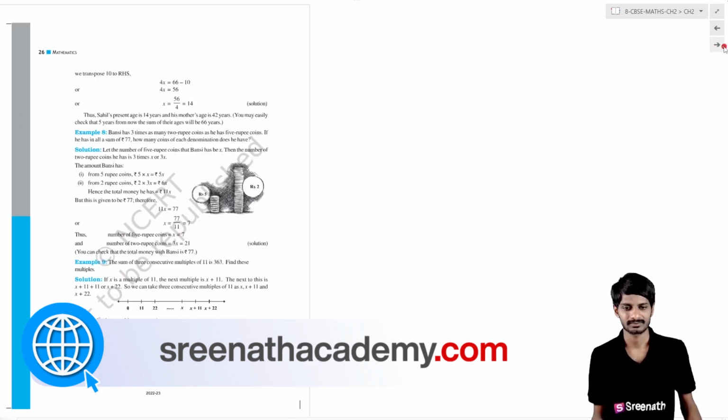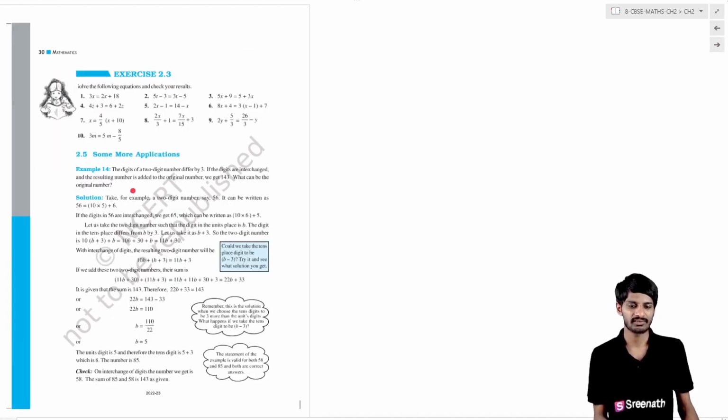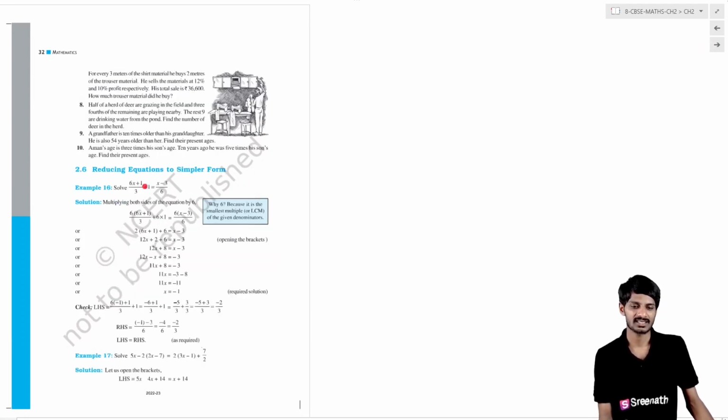And the fourth topic is solving equations having the variable on both sides. In the previous topics, we had the variable on one side only and numbers on the other side, but here we have the variable on both sides, and we are going to solve that type of equations. In the fifth topic, we are going to have some more applications of the previous topic type questions. And the sixth topic is reducing equations to simpler form.